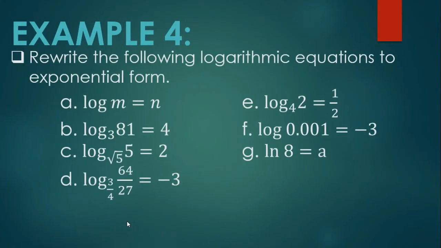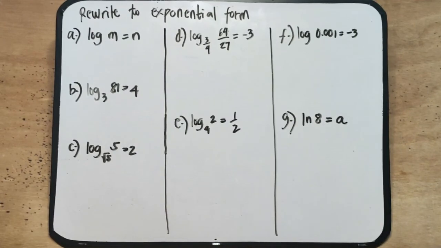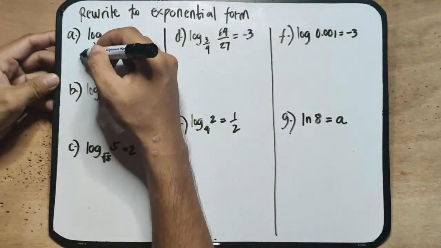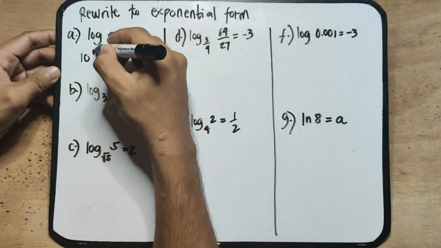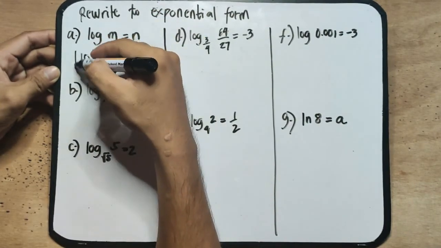Example 4, rewrite the following logarithmic equations to exponential form. For the solution, watch this video. In this example, we rewrite the following logarithmic equations to exponential form. So, item A, we have the log of m is equal to n. So again, when the base is not indicated in log, the base is automatically 10. Okay, take note of that. So definitely, this will be 10 raised to n is equal to m.